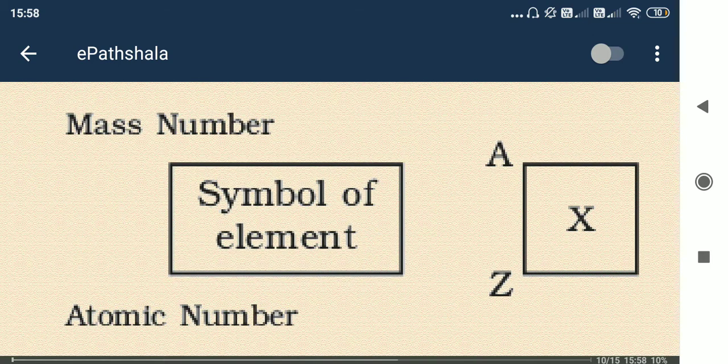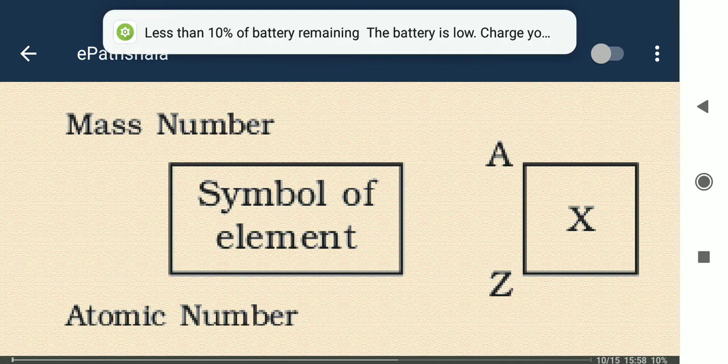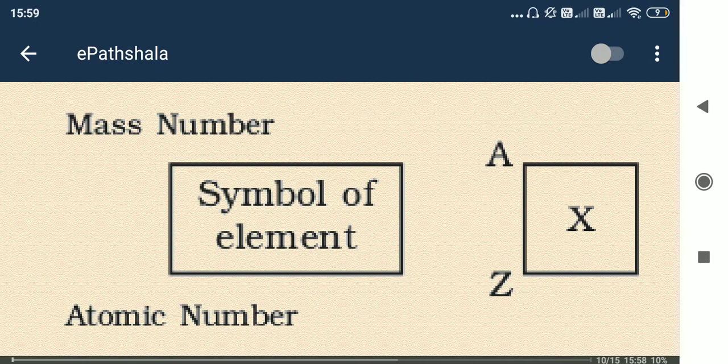You can see here it is written as Z in the prefix, at the left lower corner. Z is the atomic number, and A is written at the left upper corner, which means mass number. X is the symbol of the element. So you can remember: Z is the atomic number, A is the mass number.